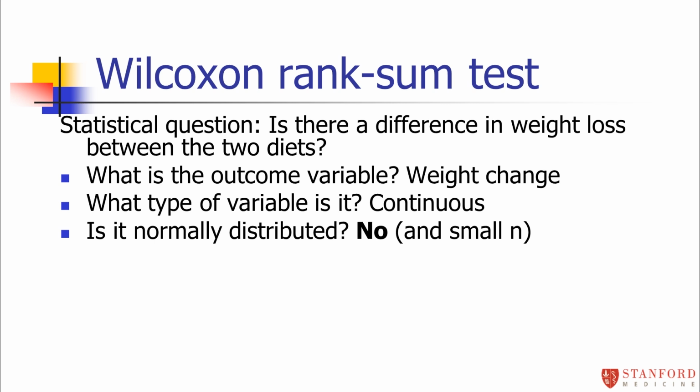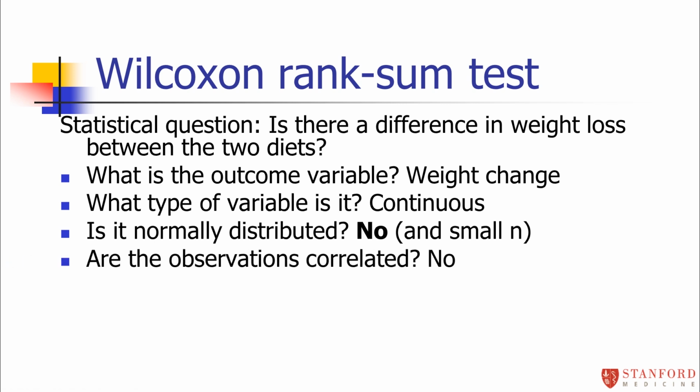It's also not going to be appropriate to just throw out the one person who lost a lot of weight in diet 1, because that person's a real person who lost a lot of weight. We want to give them some credit for that. So we don't want to just throw out that outlier. But the Wilcoxon rank sum test can keep the outlier in.